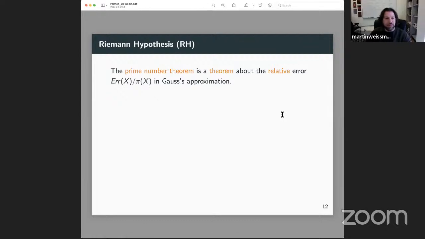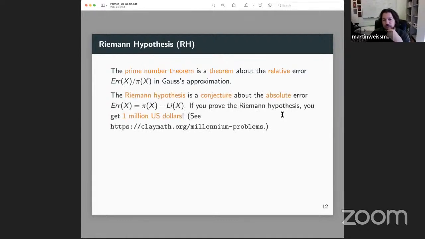This is something that everybody who talks about prime numbers has to talk about, which is the Riemann hypothesis. So the prime number theorem, which was proven back in 1896, tells us about the relative error in Gauss's approximation. And the Riemann hypothesis is a conjecture about the absolute error. Like, what's the absolute difference between the number of primes up to x and Gauss's approximation, this integral thing, Li of x.